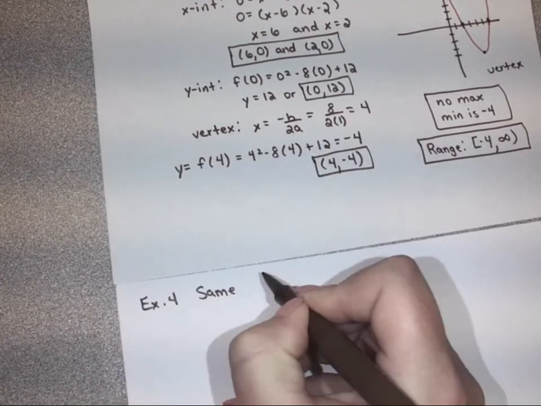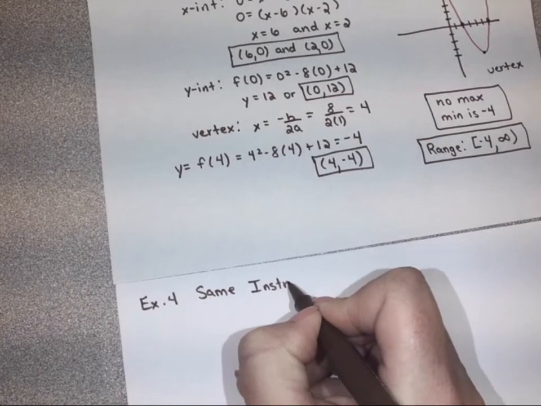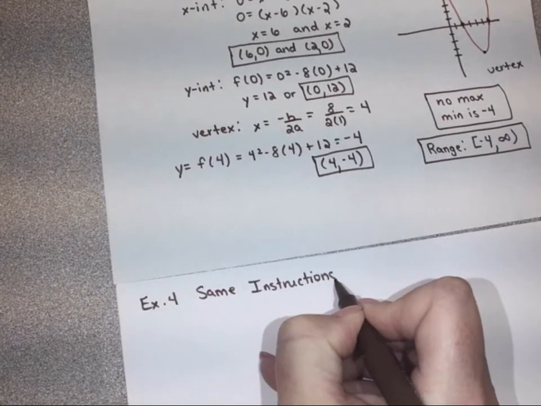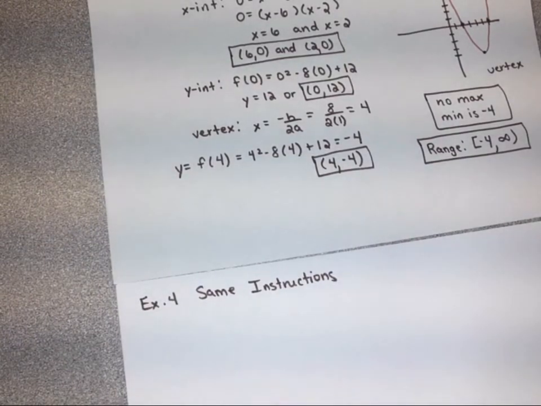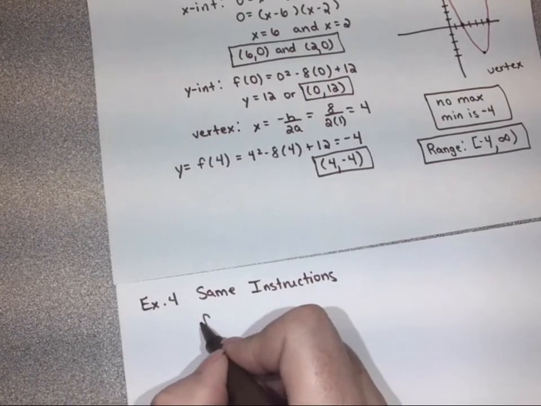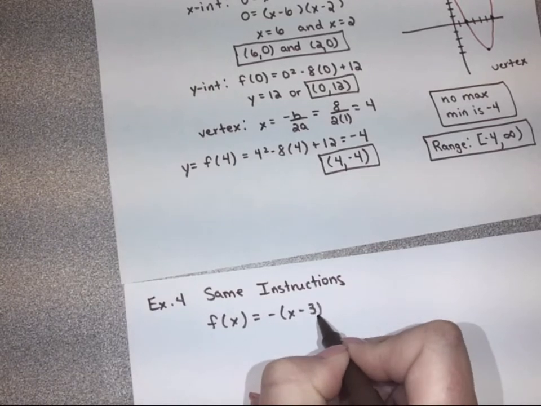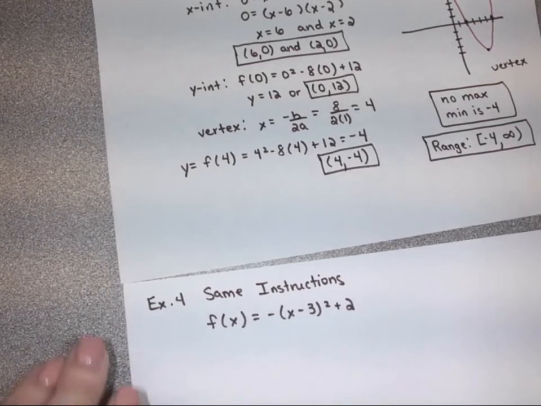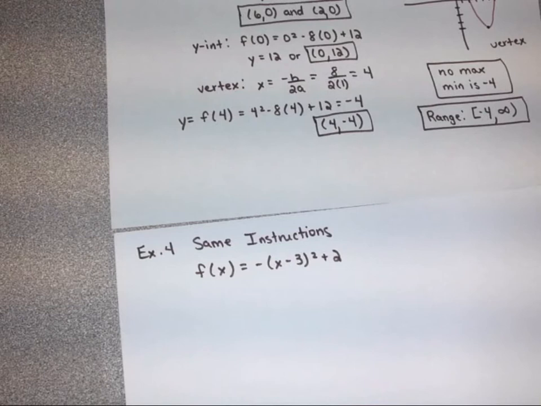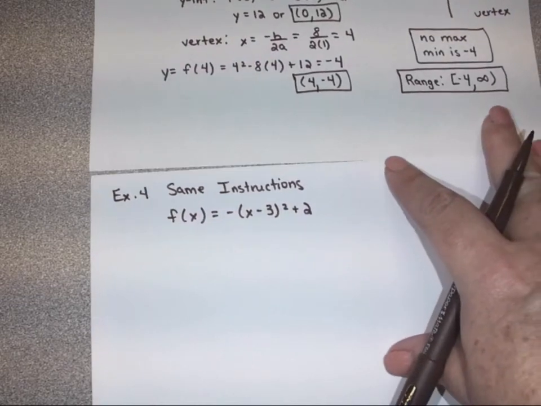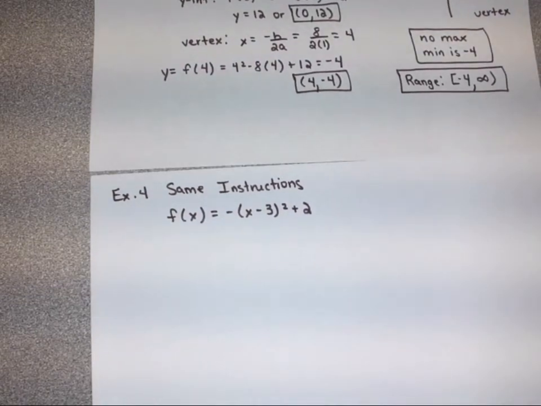I'm going to be lazy. I'm going to say same instructions. But let's say that this is the x squared equation you get. So notice this is just in a little different format, right? It's still a parabola though. How do you know? Because what kind of power do I have? Squared, right? Anything squared is a parabola, okay?